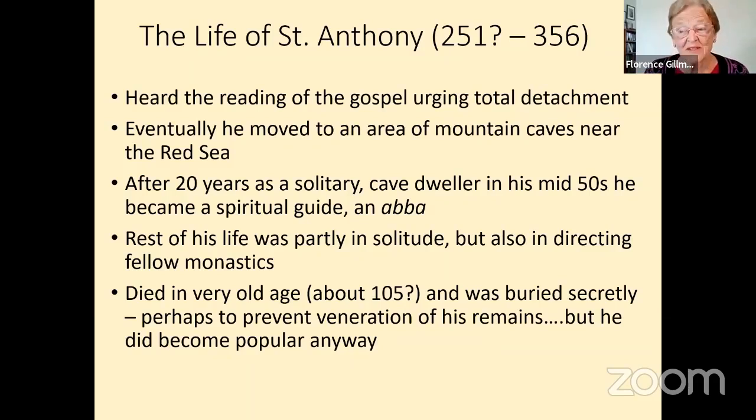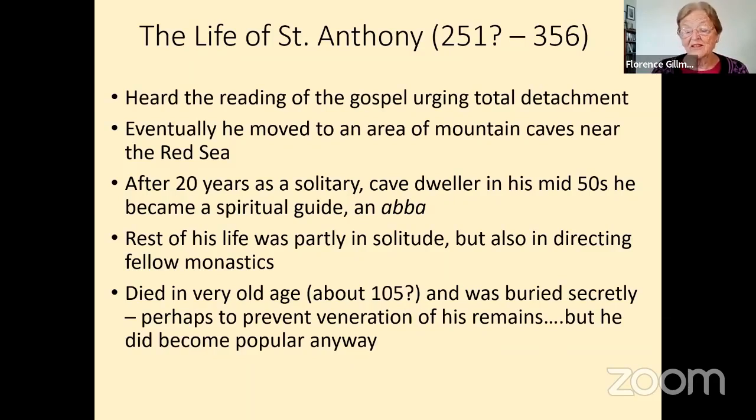According to the sources, he was about 105, which is extraordinary. On the other hand, the sources of information about a person like him, like a saint, tend to be exaggerated in many ways, tend to heighten some facts, so can't be really sure. But anyway, the tradition is that he died at about 105, and he was buried secretly.